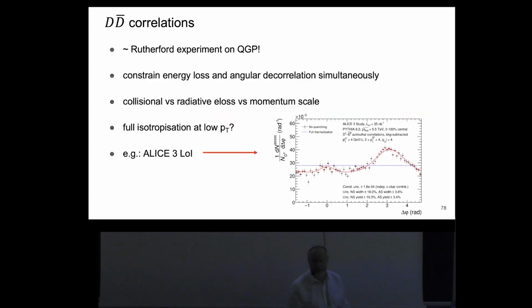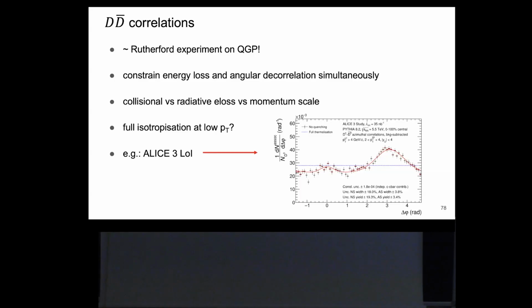D-Dbar correlations are another. This is a very nice measurement, I find. Now, the D and the Dbar will tend to be produced back to back. They are not exactly back to back, but by and large, there will be a very strong anticorrelation. And this can be calculated and taken under control. And then what you can do, if you measure the D and the Dbar, of course, you will have to associate the Dbar to its own D statistically, because you have many Ds per event, but we know how to do these things.